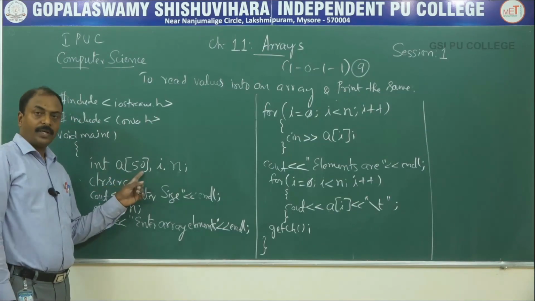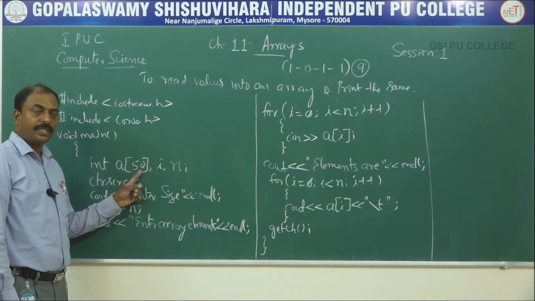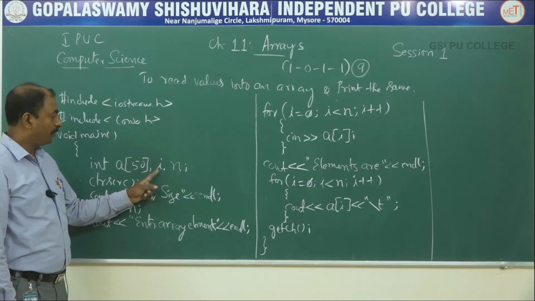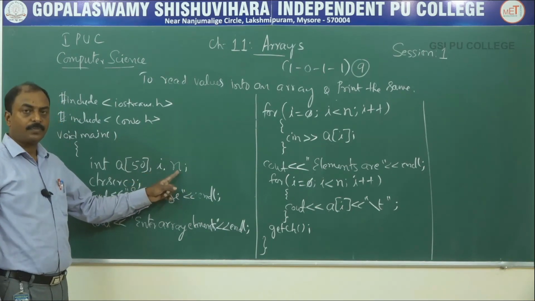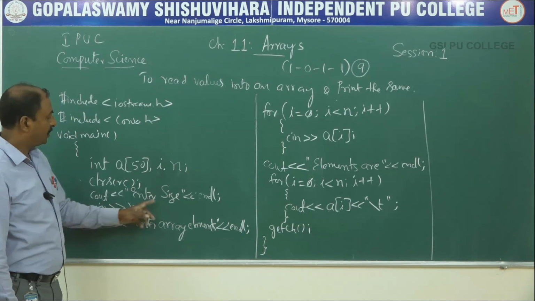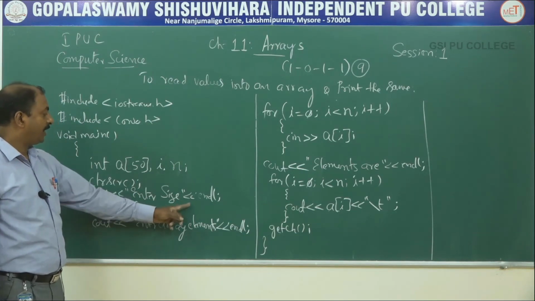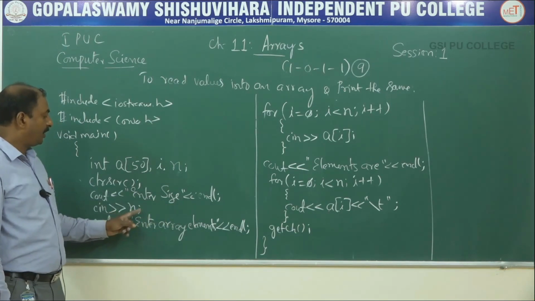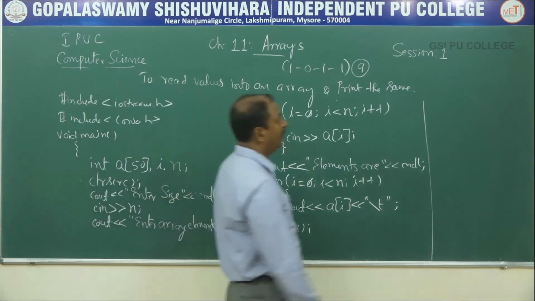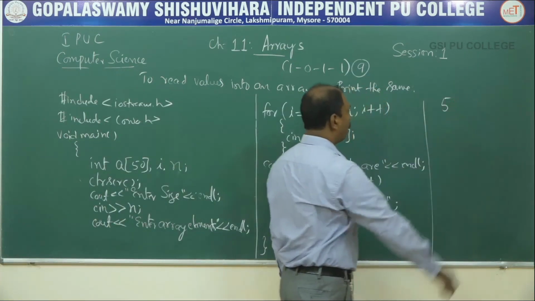It is the declaration of an array a of 50. This is the size of the array. i is the loop control variable, and n is the size we are supposed to enter. First it is going to display a message, enter size. We have to mention cin >> n, the size. For example, if we give n as 5.